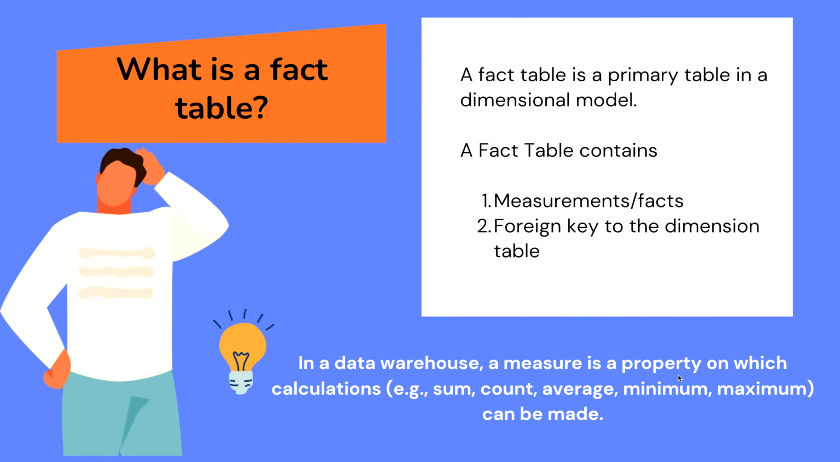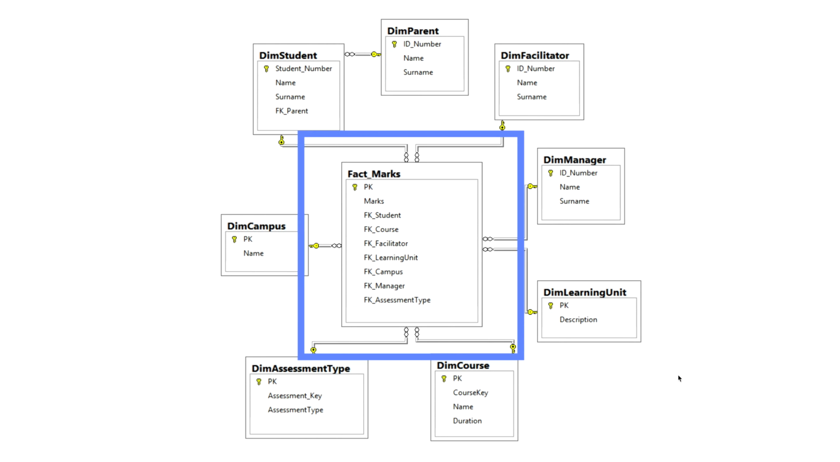Now, perhaps you are wondering what a measure is. In a data warehouse, a measure is a property on which calculations, for example, sum, count, average, minimum, maximum, can be made. Generally, we need to use a lot of calculations, for example, total YTD, total MTD, total amount, etc. All of that we do using calculations or measures. Now we are going to move forward, and this time we are going to see where our fact table is in our data model.